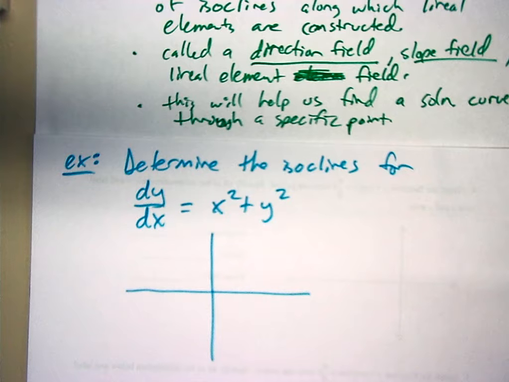Okay, remember, look at what you're being asked. You're not sketching the direction field yet. I mean, we're going to get there. First, let's find the isoclines.